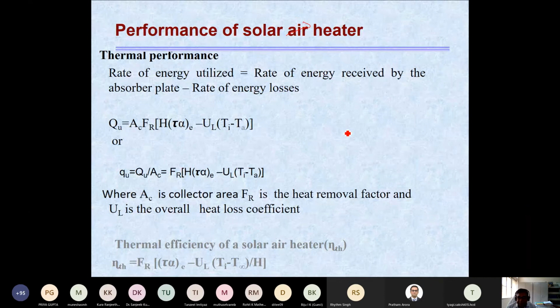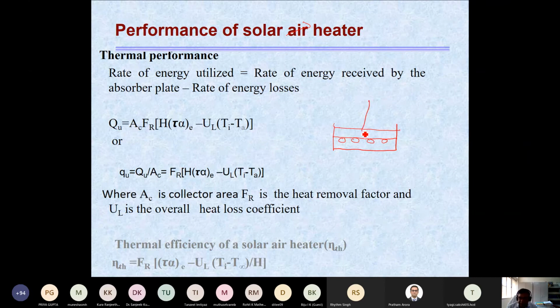So what is the simple construction? Let me tell you that it is there. That means there is a box. In that box, we have an absorbing plate, and here is the glass. This is a transparent cover, and this hot plate, I can say absorbing plate. There will be some fluid carrying passage. It could be in the form of a tube, or it can be an integral part of this absorbing plate.